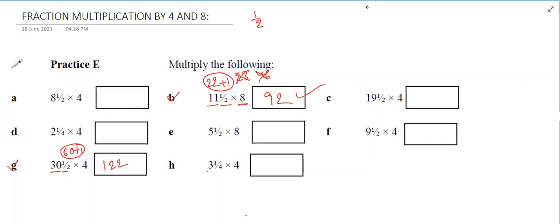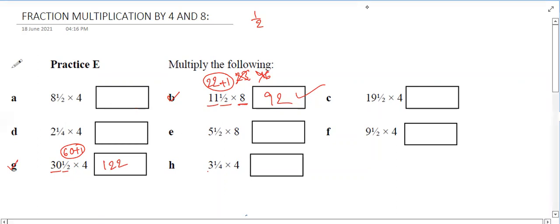Meanwhile, Sharanya. Yes, sir. 5 double is 10. Half double is 1. So 10 plus 1 is 11. 11 double is 22. And 22 double is 44. Any more doubling? No, sir.